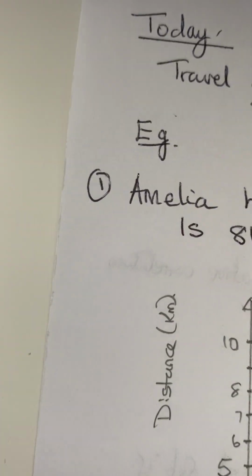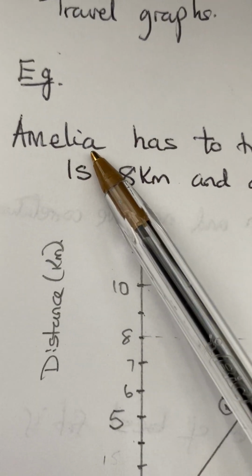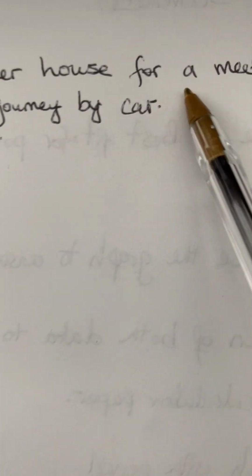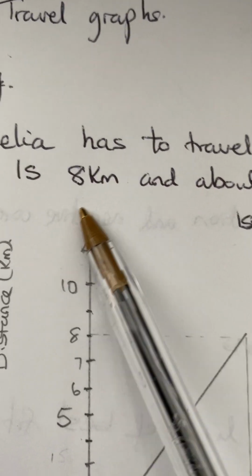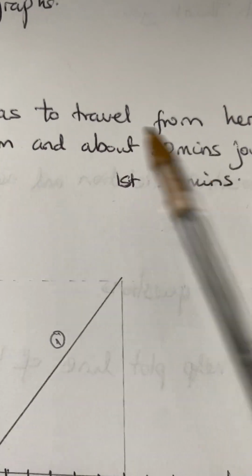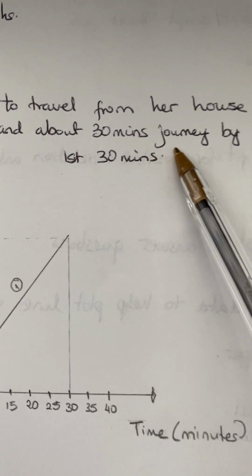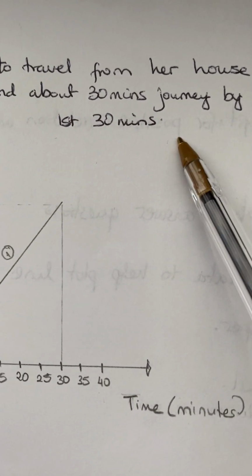Okay, so this example has to do with Amelia, who has to travel from her house to a meeting. The meeting is 8 kilometers away, and she has about a 30-minute journey by car to get to the meeting.